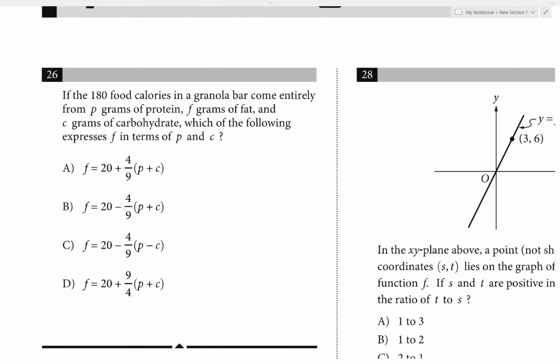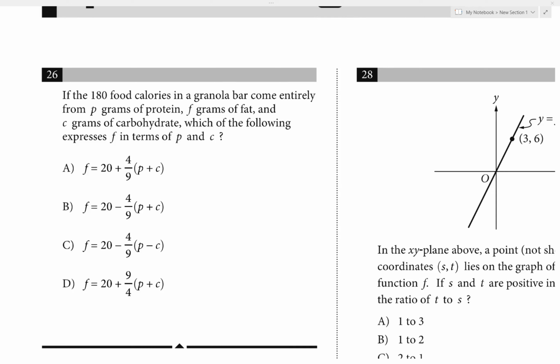All right, 26. If the 180 food calories in the granola bar comes entirely from P grams of protein, F grams of fat, and C grams of carbohydrate, which of the following expresses F in terms of P and C? Okay, seems like we're trying to solve for F and get F by itself in terms of the other variables. But we do have to come up with an equation first to begin with. Okay, and then we can rearrange that equation.